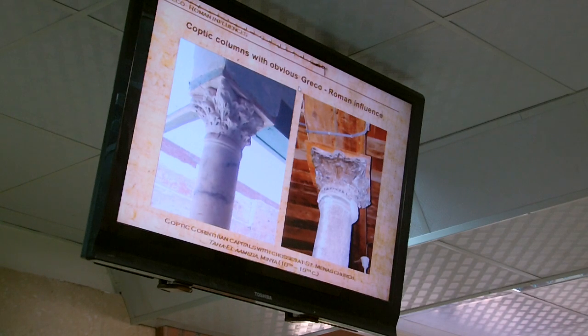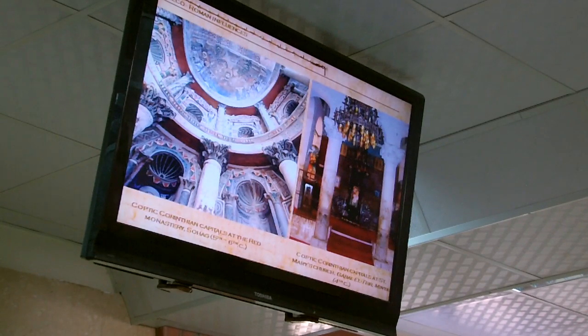Now these are some Coptic columns with obvious Greco-Roman influence. We have simplified the acanthus leaves here with a cross in the middle, in these two capitals at St. Mina's Church, Tahal Amida. This is also a Coptic acanthus. In the left one in the Red Monastery, and right we have the two Corinthian columns in the choir of the Church of Galilee here.